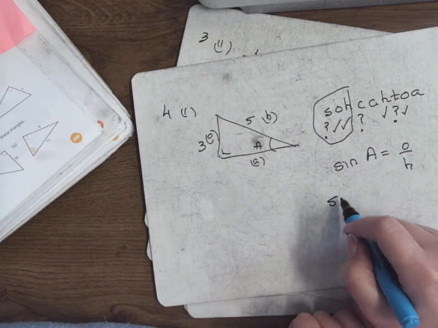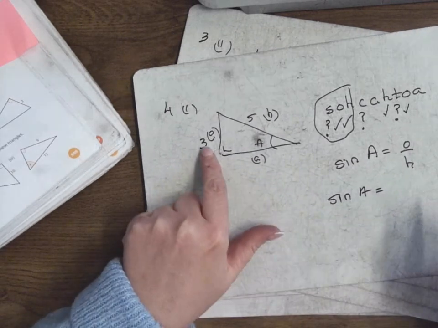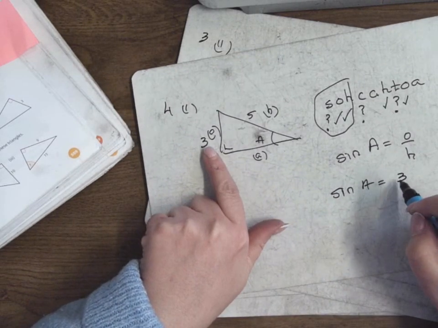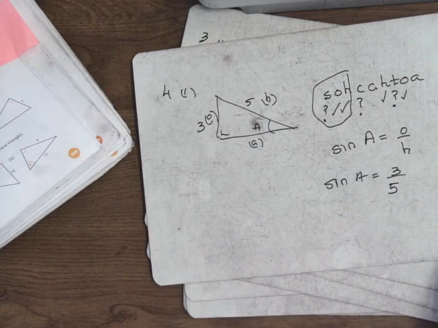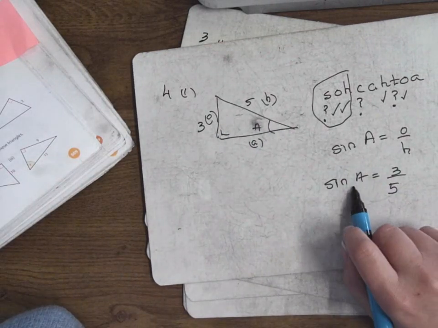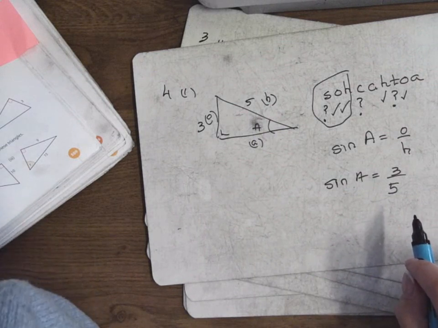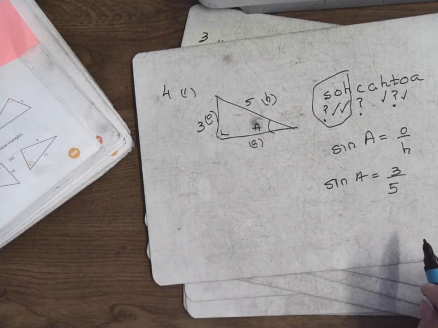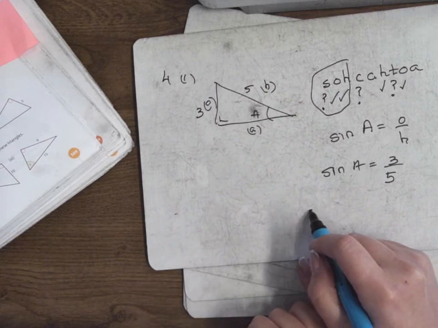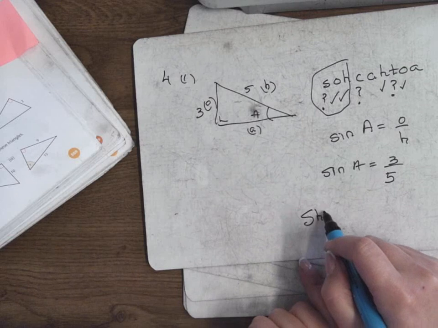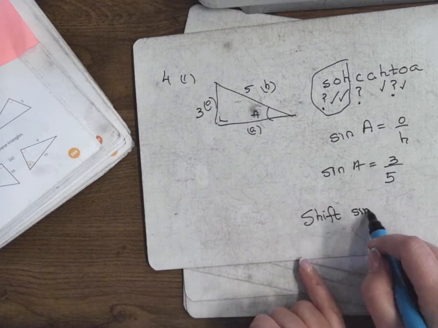So sine of A equals O, which is 3, H is 5. Is that okay? And remember, this is the one where you're missing the angle. So we don't cross multiply here when you're missing the angle. What do you do when you're missing the angle? You do shift and sine and 3/5.